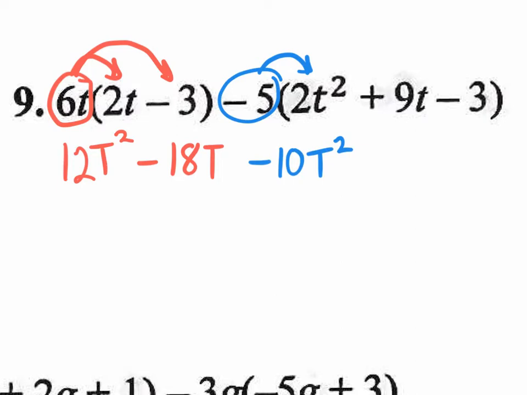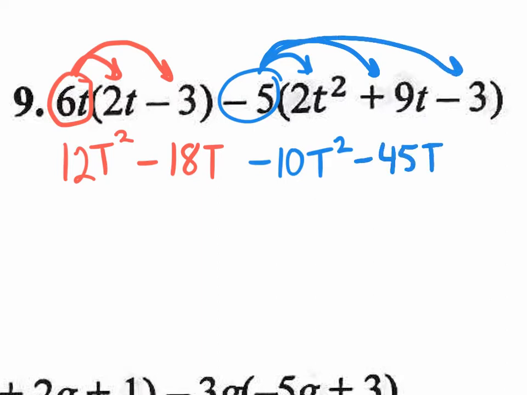And let's continue distributing first before combining like terms, because remember, PEMDAS, multiply before adding or subtracting. So multiply negative 5 times positive 9 with a t, that's going to be a negative 45 with the t. And then last but not least, negative 5 times negative 3, positive 15. Ladies and gentlemen, we have distributed. That's multiplying. Now we move on to adding or subtracting, which is combining like terms.